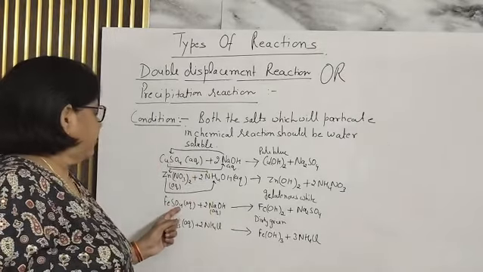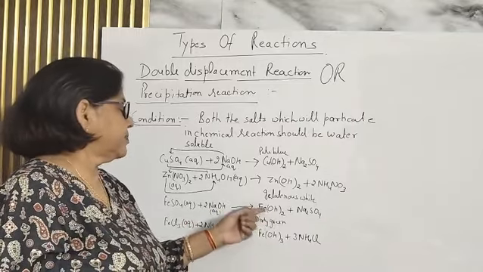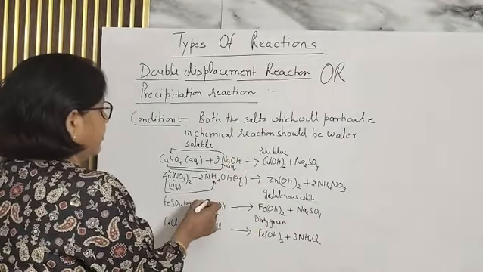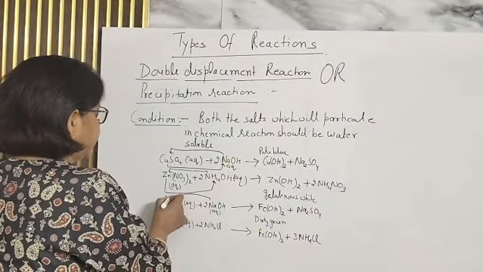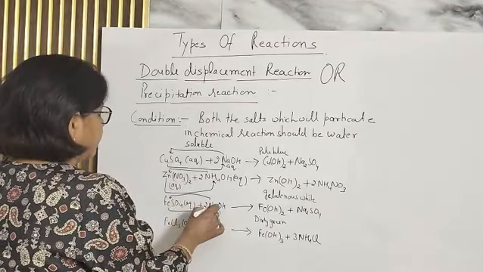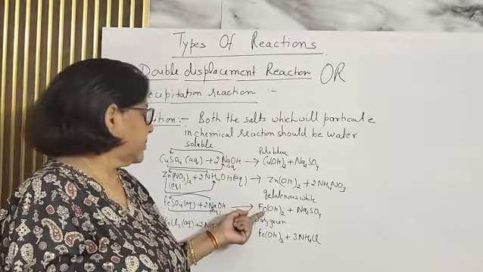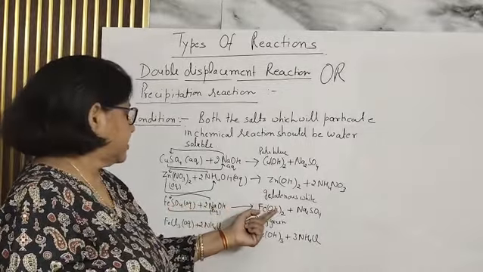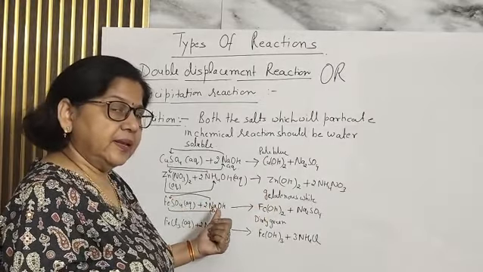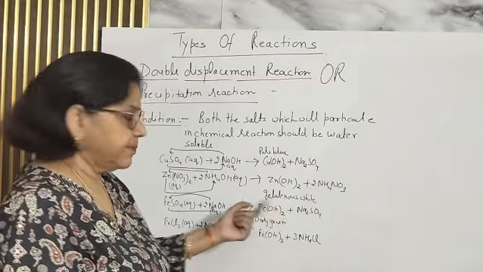Third one is FeSO4 aqueous solution, when it reacts with NaOH, gives a dirty green precipitate of ferrous hydroxide. Again here sodium being more reactive displaces iron from here, and iron takes the position of sodium. So what happens? We get the dirty green precipitate of Fe(OH)2. What happened? Both the ions have been interchanged, right? So it is the precipitate formation, dirty green, so it is a precipitation reaction.